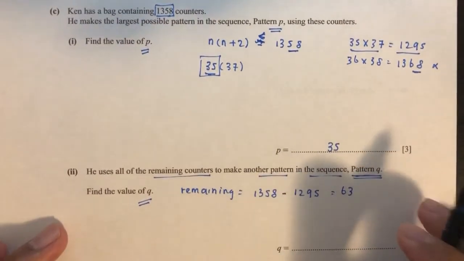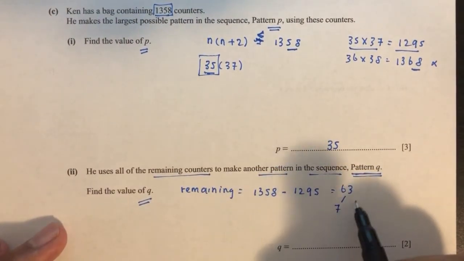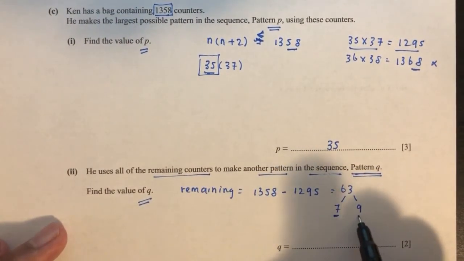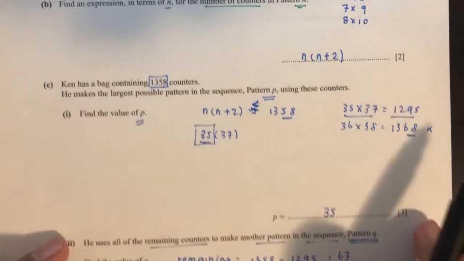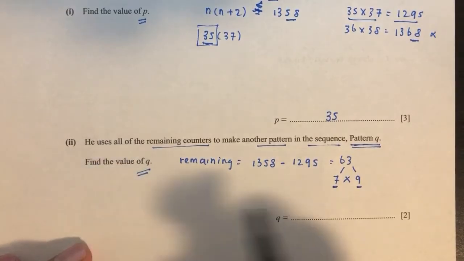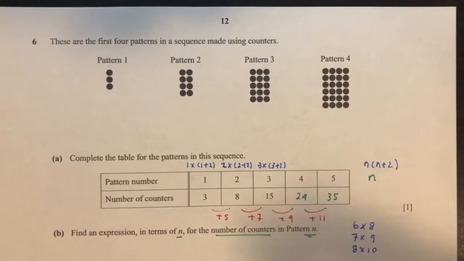So 63 has factors 7 times 9. So as you can see, these two make a perfect match for this equation. So the value of Q will be 7. And that's it for question number 6.